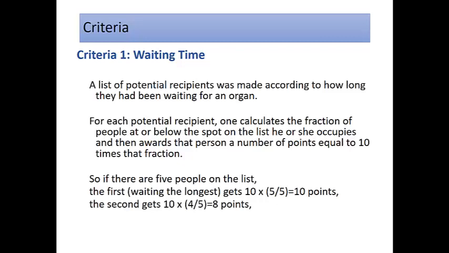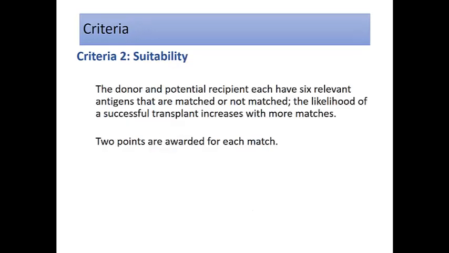The person waiting second on the list will get 10 times 4 divided by 5, or 8 points. The third on the list, 10 times 3 divided by 5, or 6 points, and so on. This is how points are awarded based on the criteria of waiting time. Next, suitability. Recall that the donor and potential recipient each have 6 relevant antigens that are matched or not matched, and that the likelihood of a successful transplant increases with more matches. Here, 2 points are awarded for each antigen matched.